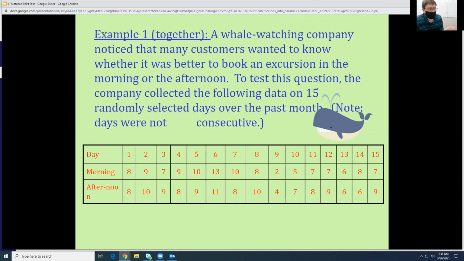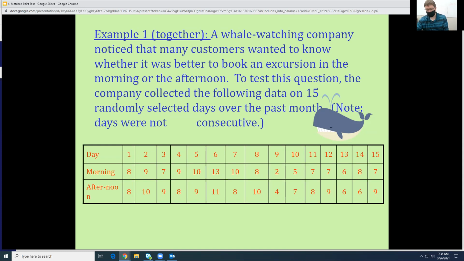So the days are not necessarily consecutive, and we're going to say that this is matched pairs because the morning and afternoon is dependent on which day, right? So it's going to be like one day is getting 2 treatments, a morning and an afternoon. So they're not randomly taking different mornings and different afternoons. It's the same morning and the same afternoon on the same day.